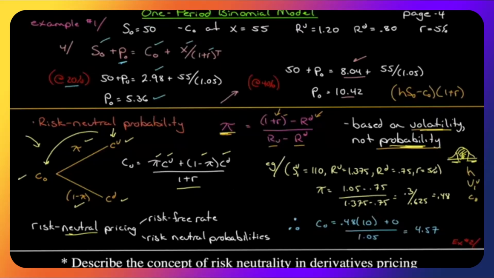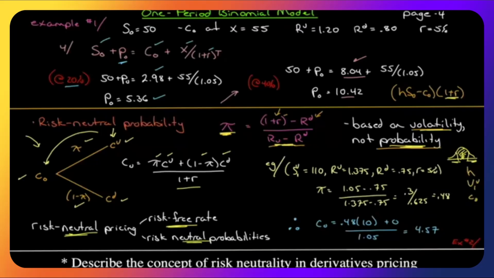Notice what we're doing here. We said we have a risk-free portfolio. A risk-free portfolio should earn the risk-free rate. We then calculated a risk-neutral probability that was based on volatility, and within volatility is a distribution of probabilities. The risk-free rate with risk-neutral probabilities gives us risk-neutral pricing.